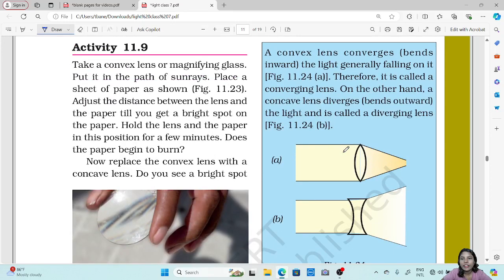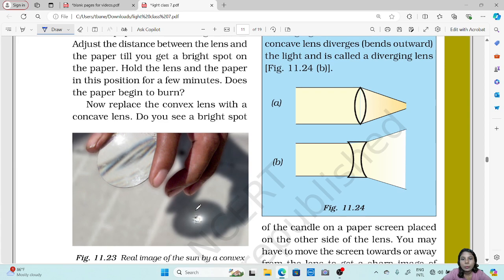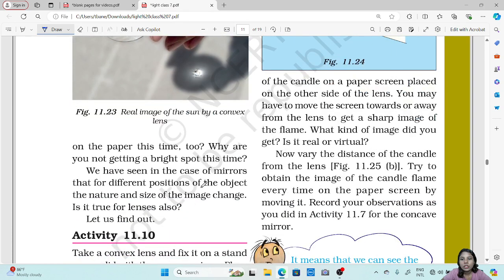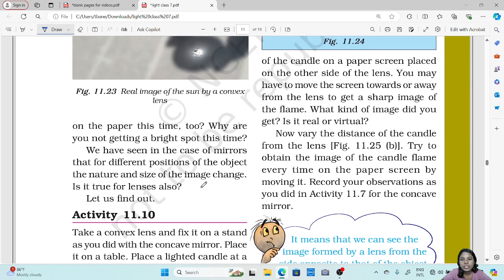Now, take a convex lens or a magnifying glass and put it on the path of sun rays. Place a sheet of paper as shown. Hold the lens and the paper in this position for a few minutes. Does the paper begin to burn? Yes. Now replace the convex lens with a concave lens. Do you see the bright spot on the paper this time too? Why are you not getting a bright spot this time?